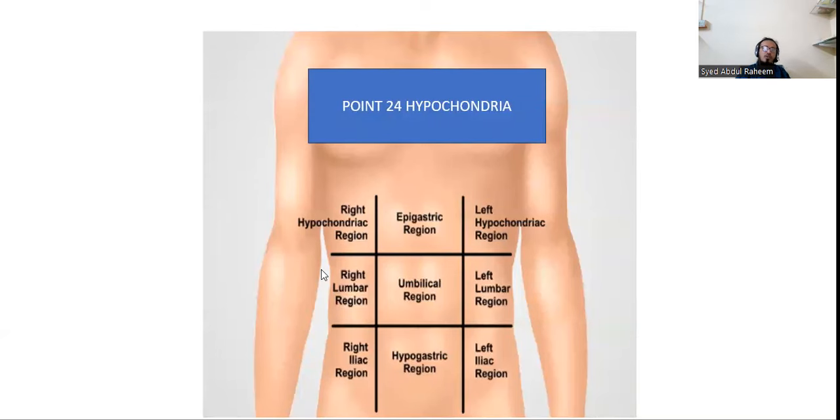Hypochondriac region. This is the hypochondriac region below the chest region. This is the right side. This is the left side. You have mostly the liver. Here we have the spleen. Okay. And lower lobe of the lungs. Below the diaphragm, we have this area.